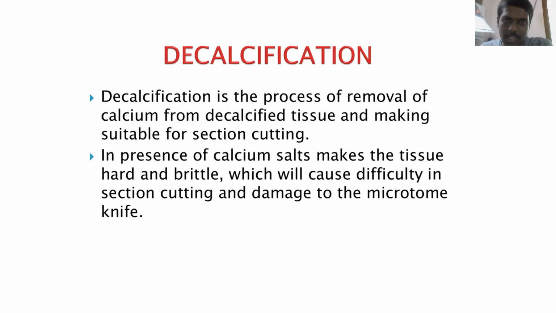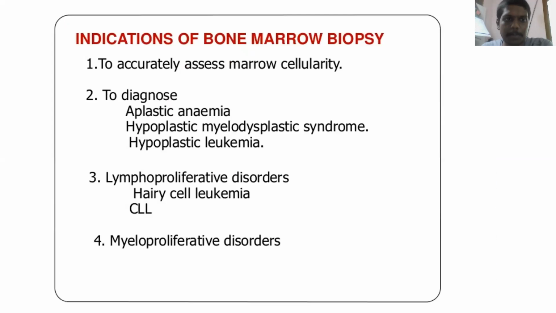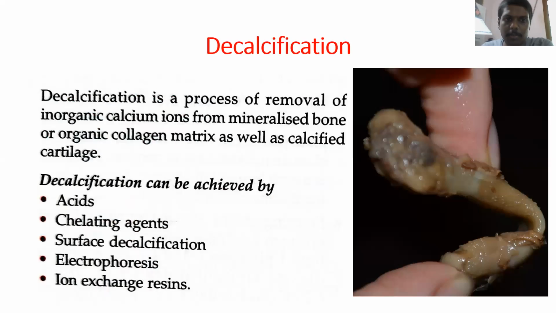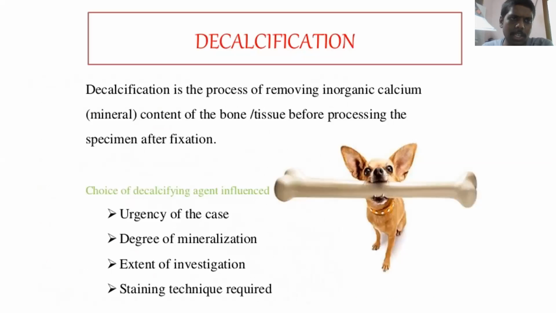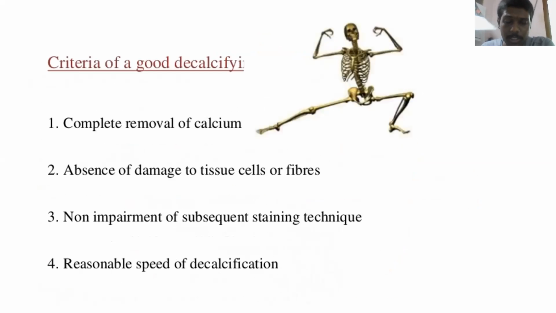This decalcification can be done by using different types of decalcifying agents. Let me show you a few decalcifying methods: we can use acids, chelating agents, surface decalcification, electrophoresis, or even ion exchange resins as decalcifying agents. Here we need to ensure what the criteria are for a good decalcifying agent.